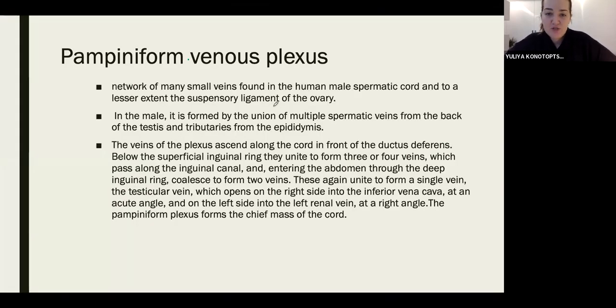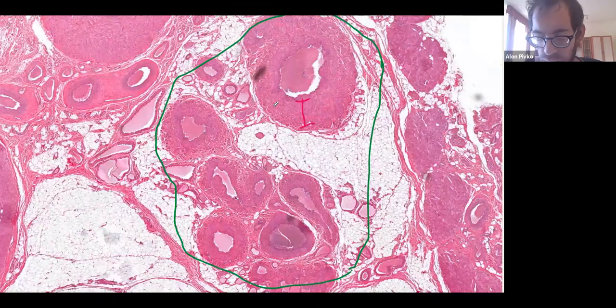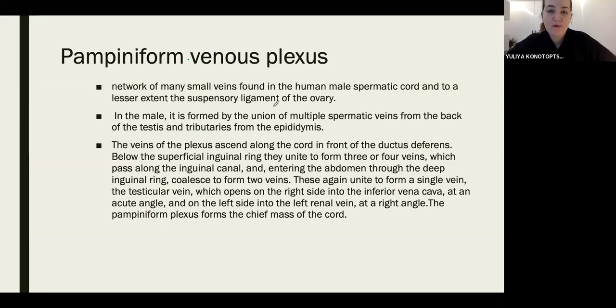Okay, pampiniform venous plexus. You remember what was its job? To drain the testicular artery, unless I'm confusing it with a different. This venous plexus will be wrapping around testicular artery. For which purpose? For cooling down the blood in the testicular artery, right? Because don't forget, your testes are outside. They want a 2 to 3 degrees lower temperature than the body, and testicular artery is coming from the body, so this is not good. So this is why pampiniform venous plexus will be wrapping around the testicular artery to cool it down.